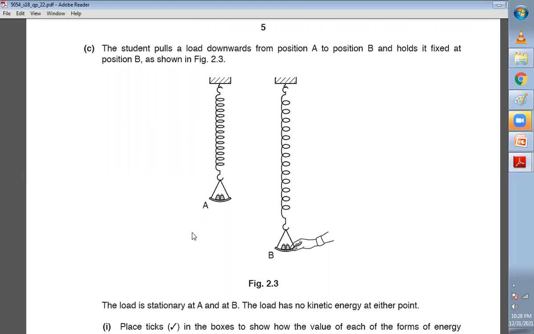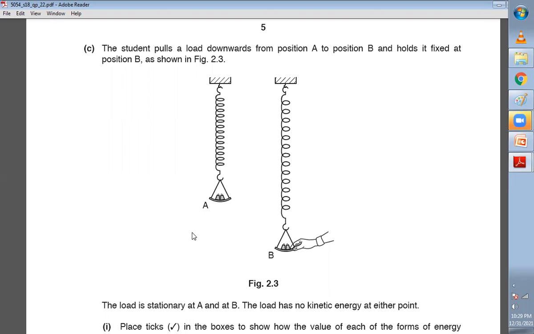The load has gone down in the gravitational field. Its height has decreased. So the load has also lost gravitational potential energy. The boy has done the work in pulling it downward, so he has lost some chemical potential energy. The load has gone down, so it has lost some gravitational potential energy.